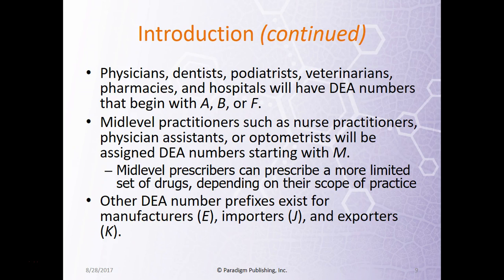Mid-level prescribers can prescribe a more limited set of drugs depending on their scope of practice. In some states, they can prescribe controlled substances, but very limited to what the scope of practice is. Other DEA number prefixes exist for manufacturers. That would be an E. For an importer, that would be a J. And for exporters, that would be a K.